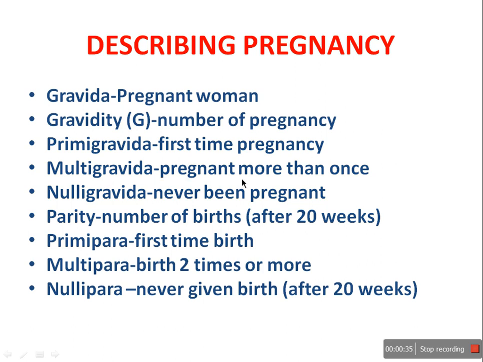Multigravida means pregnant more than once. If the lady was pregnant 3 times or 4 times or 2 times, it is called multigravida. Nulligravida means a lady who has never been pregnant. That is nulligravida, 0.